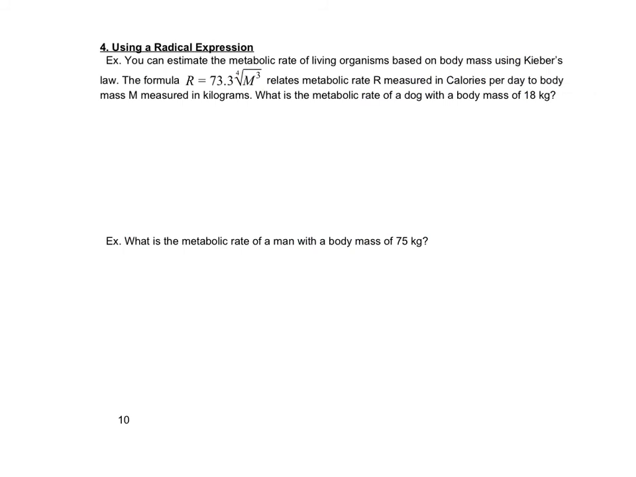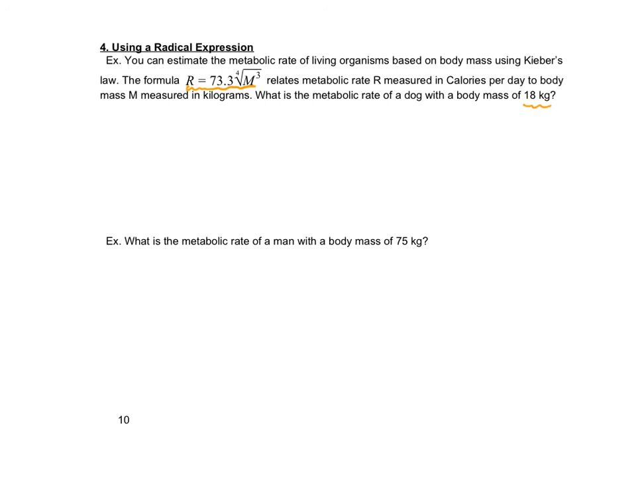Now, using a radical expression, of course it wouldn't be algebra without a word problem. You can estimate the metabolic rate of living organisms based on the body mass using Kleiber's law. Now the formula they've given us is R equal to 73.3 times the 4th root of M cubed. It relates the metabolic rate R, measured in calories per day, to body mass, where M is your body mass in kilograms. Now, what is the metabolic rate of a dog with a body mass of 18 kilograms?